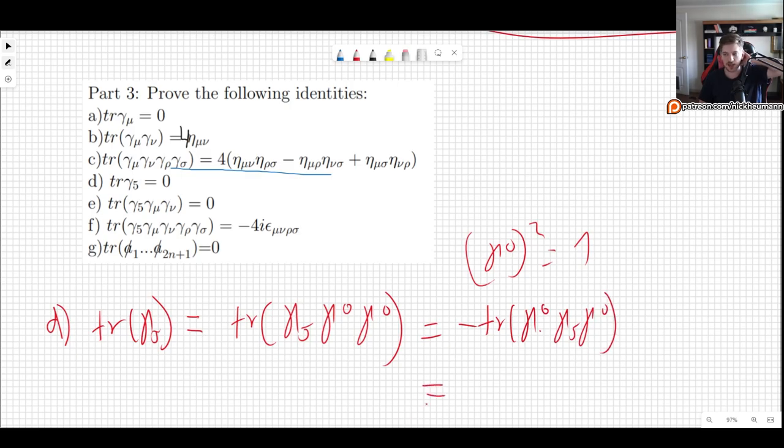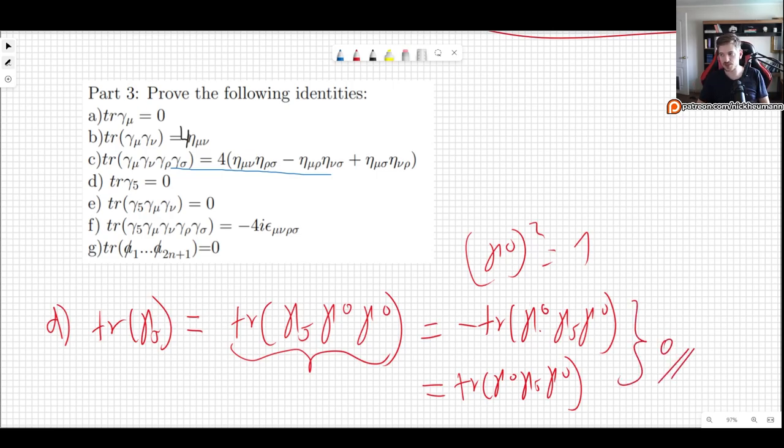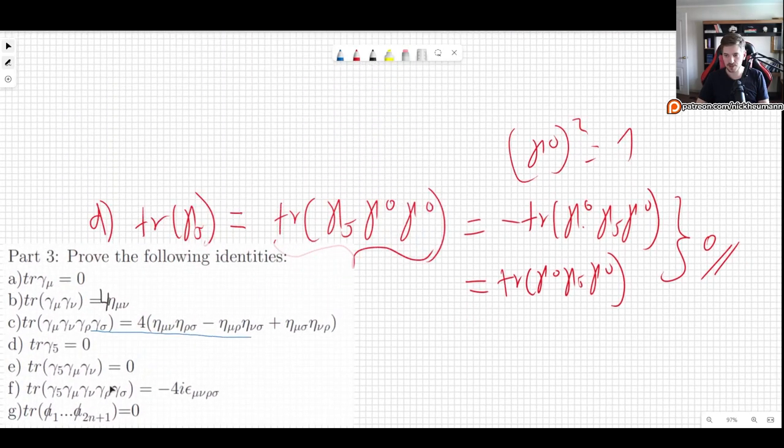And now we can compare this if we had used the cyclic property, just cyclic, not anti-commuting. So we get trace of gamma 0, gamma 5, gamma 0. So you can see they are the same. One is positive, one is negative. For them to be the same, the trace has to be 0. So there we go.